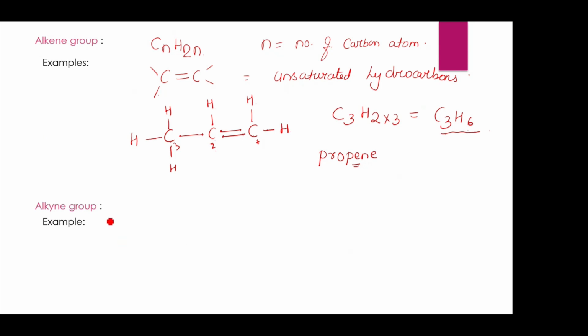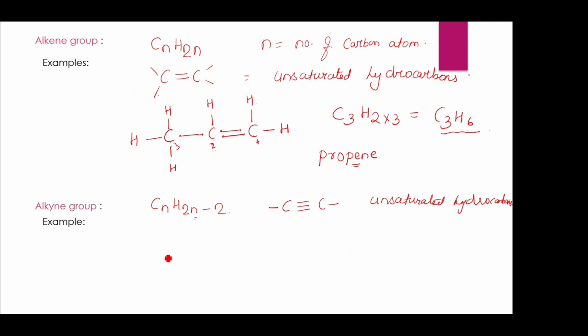Next, alkyne groups. For alkynes, the general formula is CnH2n minus 2, where n is the number of carbon atoms. They contain a C triple bond C. And these are also unsaturated hydrocarbons, meaning compounds which contain a double bond or triple bond are called unsaturated hydrocarbons.